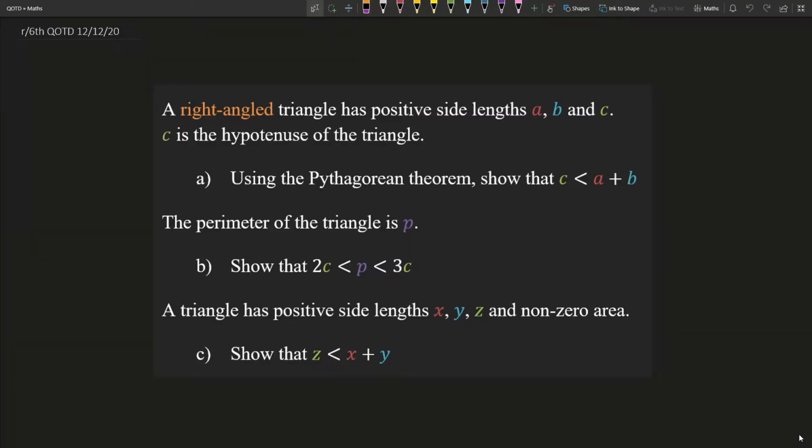Hello! Thanks for the feedback on the last question I did, which was additive persistence, and today we are going to tackle a problem about the triangle inequality.